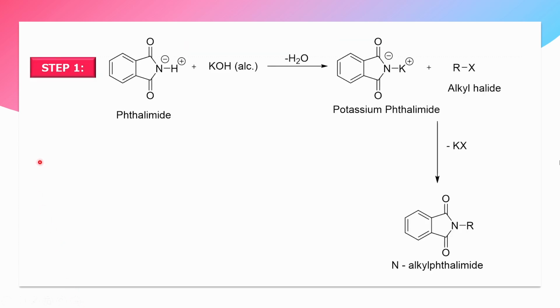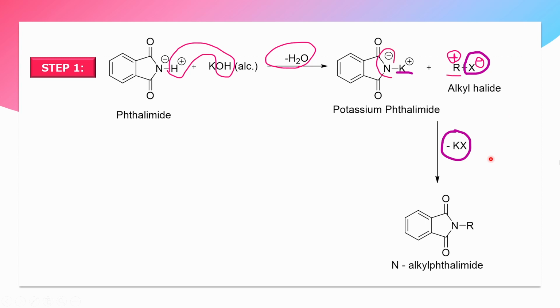So this reaction has just 2 steps in it. Step 1 is reacting phthalimide with alcoholic KOH. So this way water gets out and we get potassium phthalimide, and then we react this entity with an alkyl halide. So R plus and X negative exist, and that's how K plus and X negative is expelled out, and N minus and R positive would get attached to make an N-alkyl phthalimide.